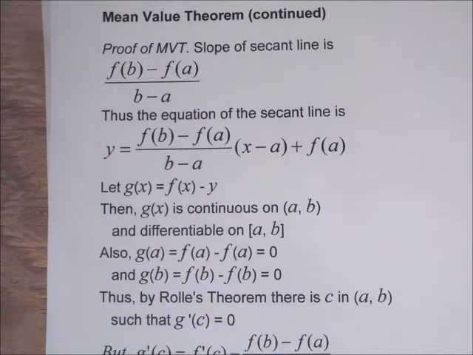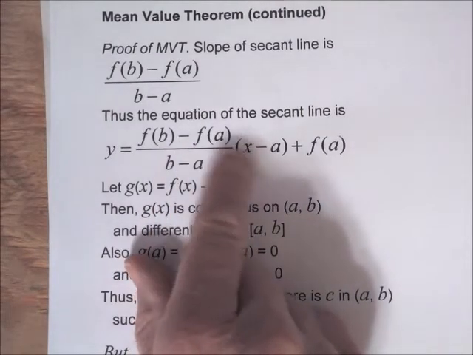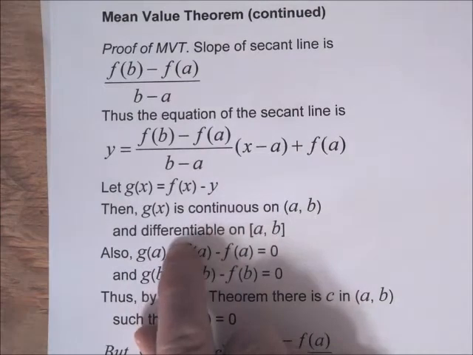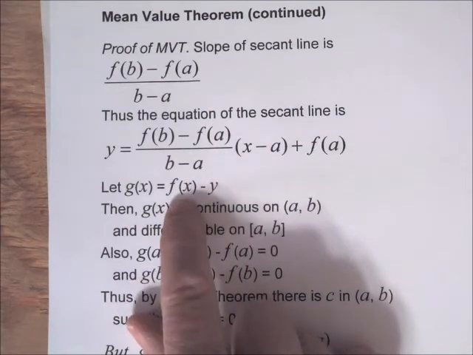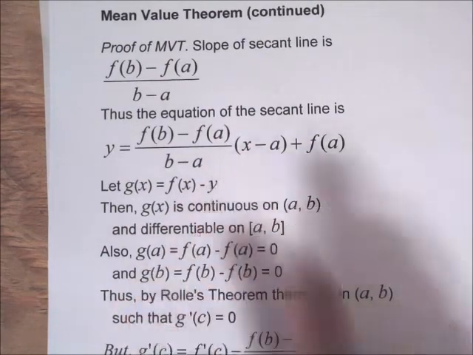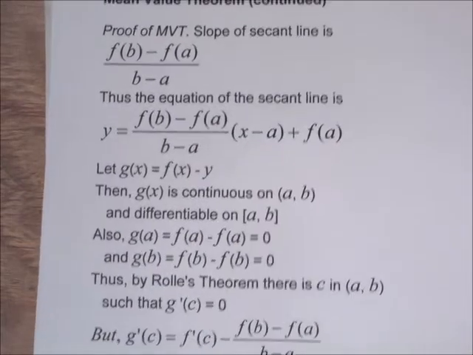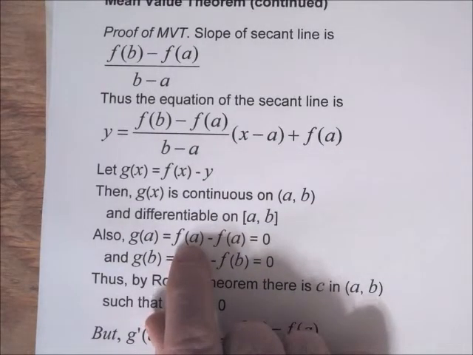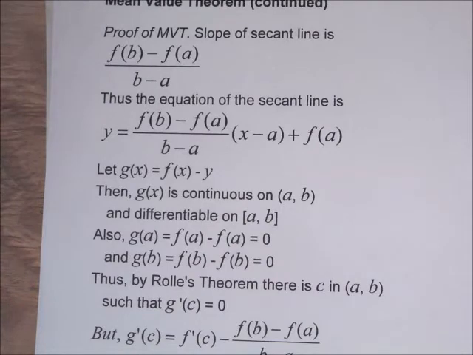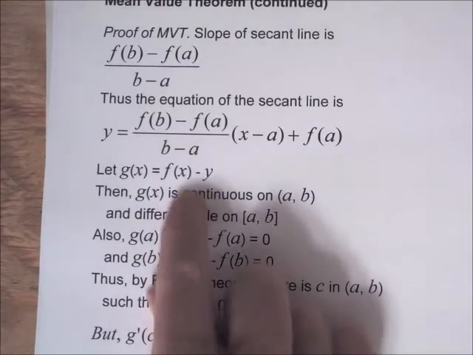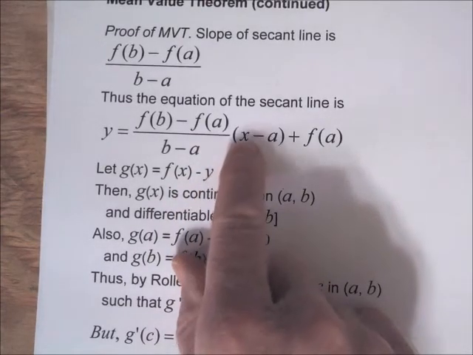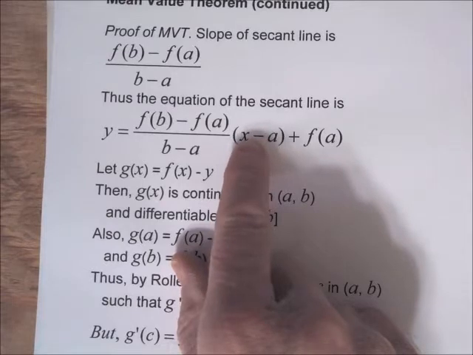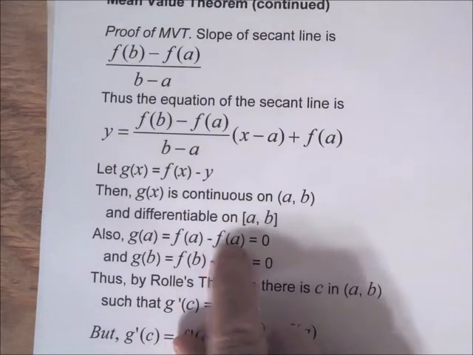Then let g of x equal f of x minus y. g of x is continuous because f of x is continuous. y is just a linear function that's going to be continuous. Differentiable because f is differentiable and y is a linear function which is also differentiable. g of a is equal to f of a minus y, but if x is equal to a, y is just going to be f of a, so it's f of a minus f of a, which is 0.